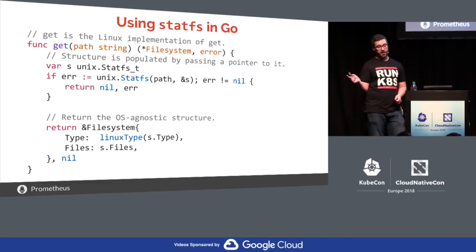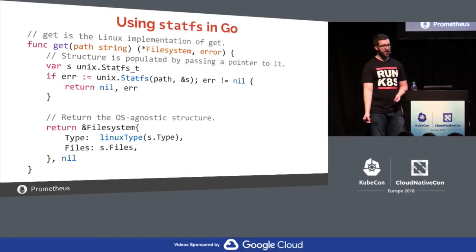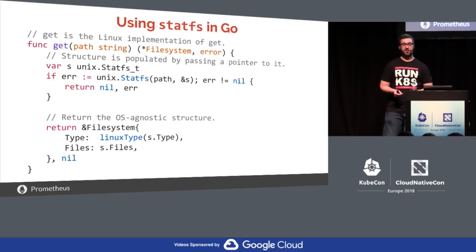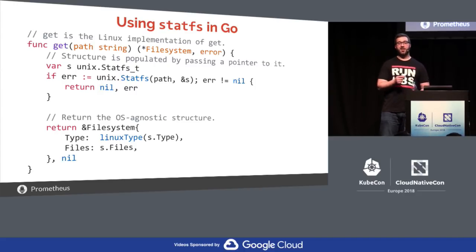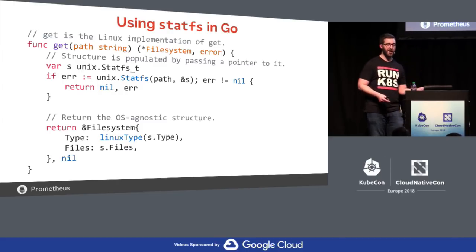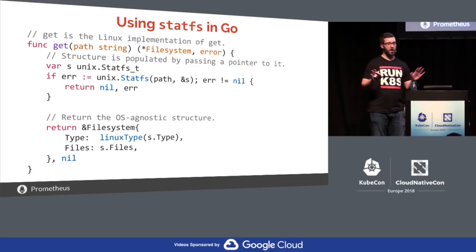So get, once again lowercase g, is going to be our Linux implementation of that function Get. It accepts a path, and then we're going to create this unix.Statfs_t structure. We call out to this unix.Statfs system call, provide it some mount point, and we pass a pointer to the structure. As a result, the kernel is able to populate that structure, so when our function call returns successfully, we have a structure with all the information that we need. Finally, we unpack it into the OS-agnostic structure. Remember, system calls can't cross the boundary outside of where your build tag is. So we unpack the structure here within our Linux type to make sure that it's friendly for all operating systems.